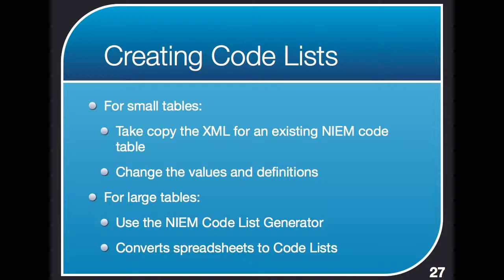You can use the NIEM code list generator to take a spreadsheet and convert that to a code list. There are some rules you have to follow in how you format the spreadsheet, but it's actually very slick. You can have a really big spreadsheet with all sorts of codes and definitions and just have this generator quickly turn that into a NIEM XML code list for you. So for a larger table, that is definitely the way to go.